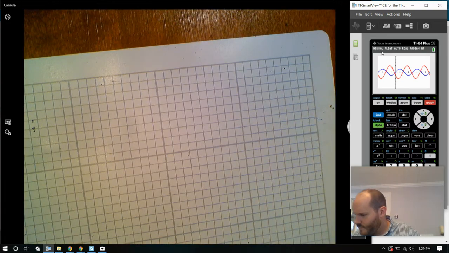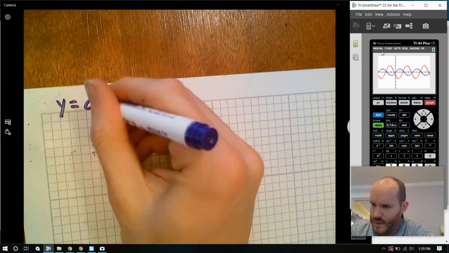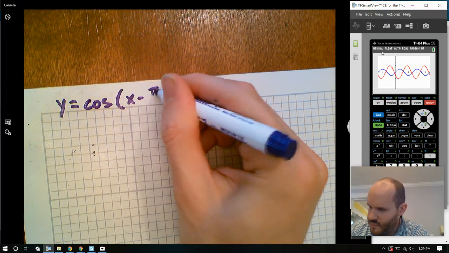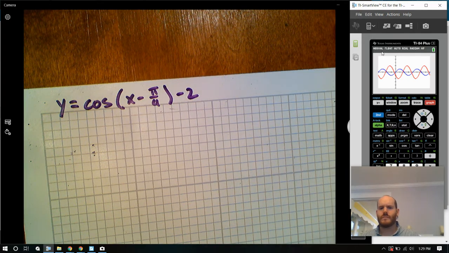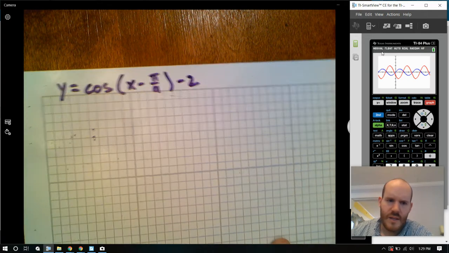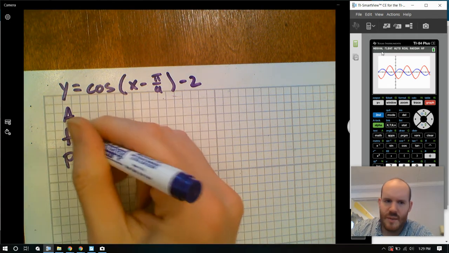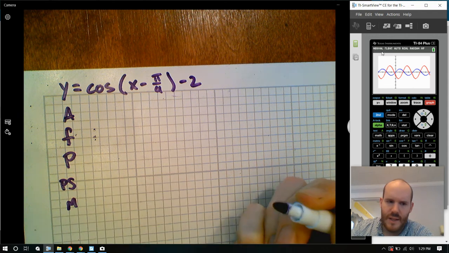My next example is y equals cosine of x minus pi over 4 minus 2. Okay. Starting off the same way, I'm going to identify all those key pieces of information, the amplitude, frequency, and period, and the phase shift and the midline.